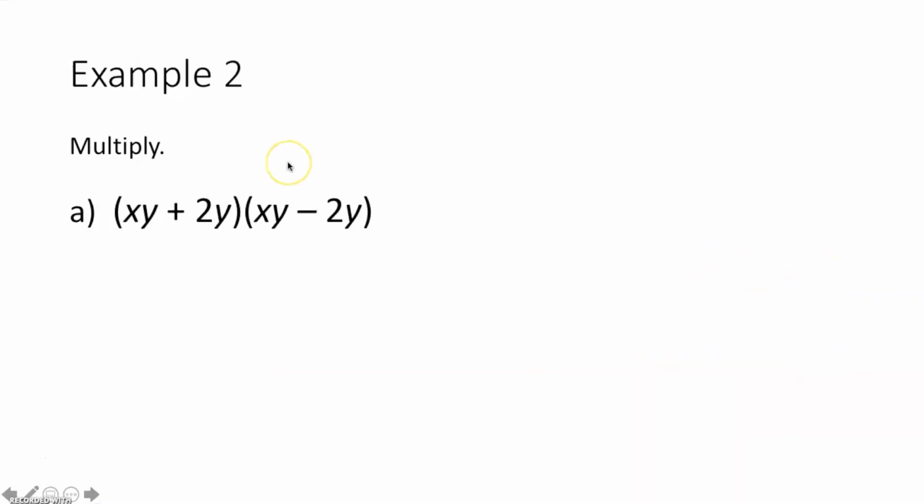Okay, example 2. We're doing the same thing, except it's a little trickier this time. Again, we have the same two terms, but with different signs in the middle. So what we're going to do is we're going to use our difference of squares formula. What we get when we FOIL this all out should be a difference of squares.